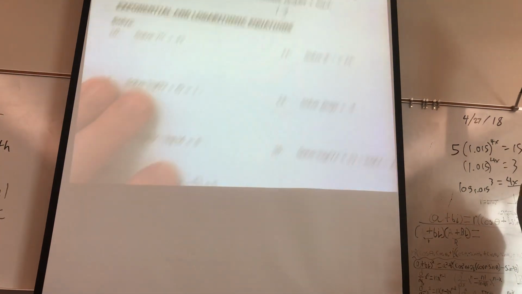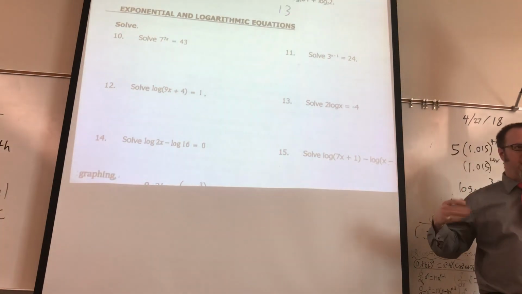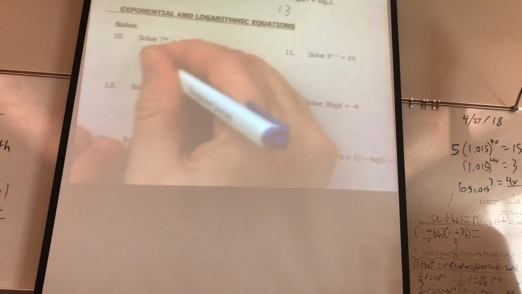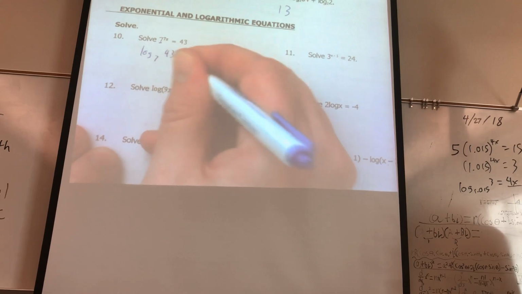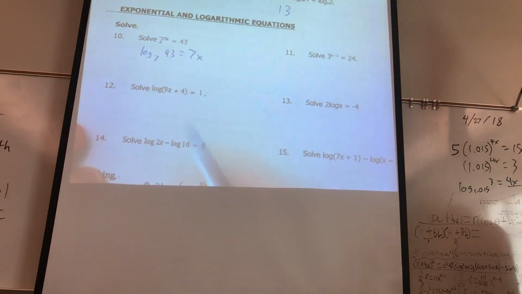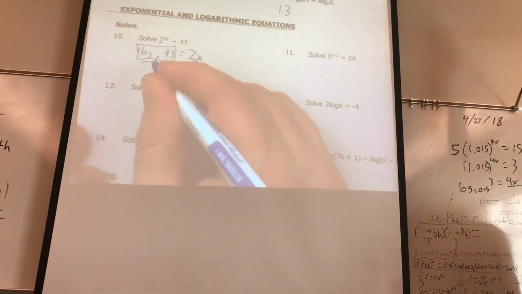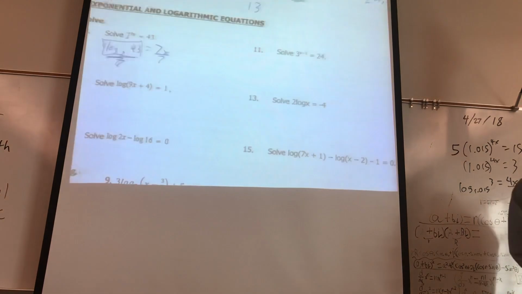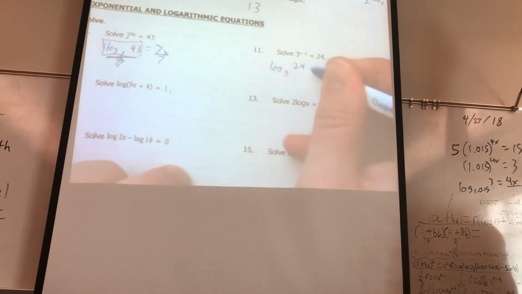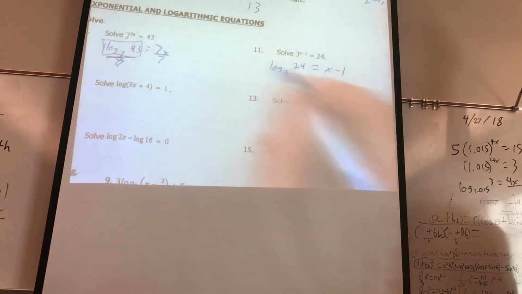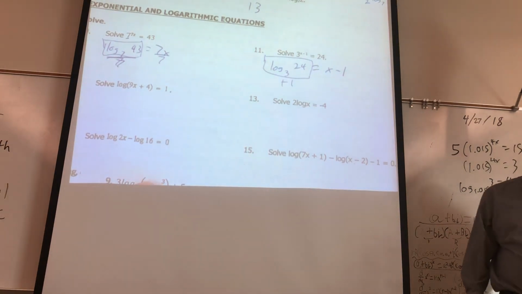On this part, I'm not going to get the number answers. I'm just going to talk about setup, but each one of these should have a number answer, probably a decimal. This would be log base 7, because this is a base of 7, of 43 is equal to 7x. So you would get the log base 7 of 43, which would be a number, and then you would divide that by 7. On number 11, this is going to be a log base 3 of 24 is equal to x minus 1. So you get the log base 3 of 24 and then add 1 to it. That would give you your x.